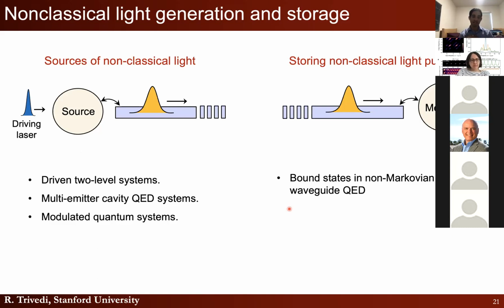And then we are interested not only in generating these non-classical light sources, but also in storing these non-classical light pulses. So you not only want a source, but in many applications, you also want a memory for these non-classical pulses. You want to store quantum information that is propagating in these non-classical light pulses into a long-lived state of some physical system. And there I'm going to talk about non-Markovian waveguide QED systems and bound states that can exist in them, that we can use for implementing these quantum memory applications.